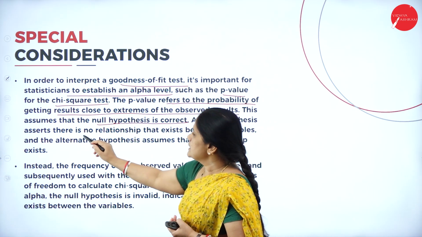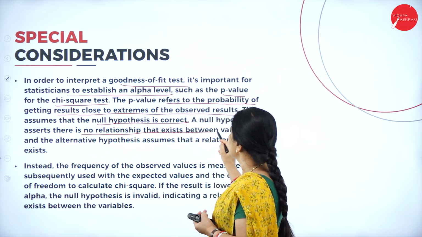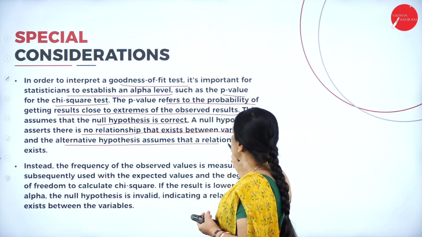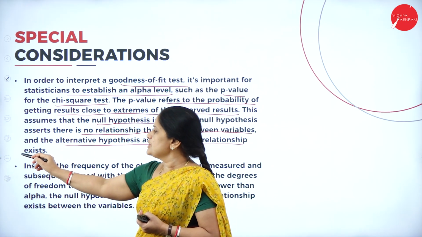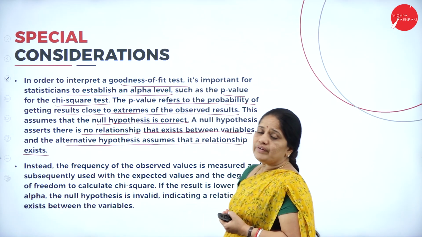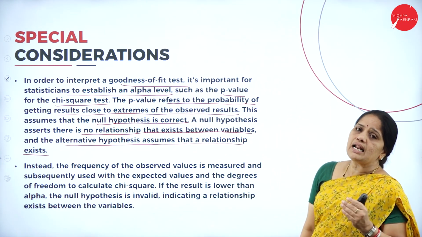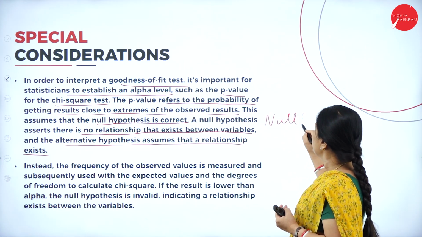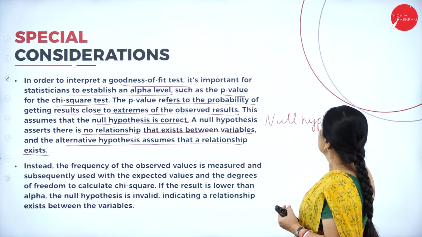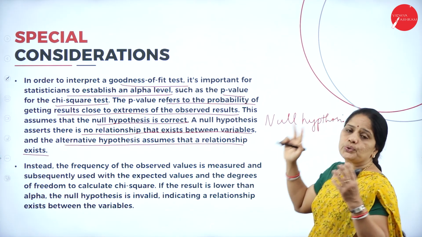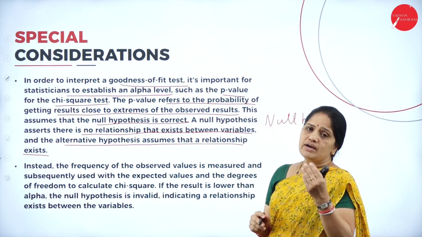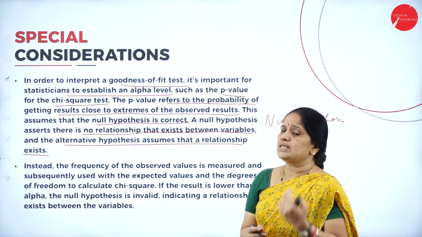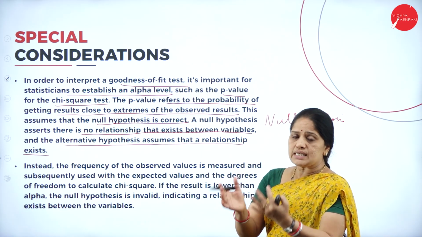A null hypothesis asserts that there is no relationship that exists between the variables, and the alternative hypothesis assumes that a relationship exists. So, in order to test the null hypothesis, now what is a null hypothesis? A null hypothesis tells us that there is no relationship between the two given variables. When two sets of variables are given to the researcher, he comes to a conclusion. So, what is the conclusion? That conclusion is the hypothesis.